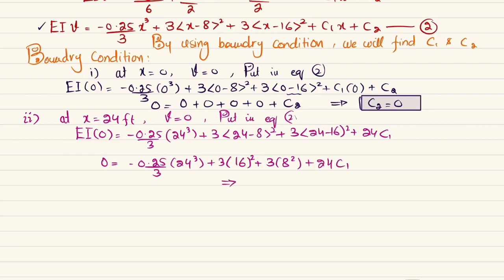And when you calculate all this using your calculator, you will get C1 equal to 8. Now you have C1 and C2. So what you will do is put the values of C1 and C2 in equation number 2 to get the equation of elastic curve.